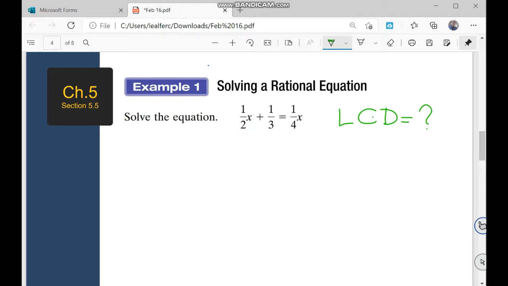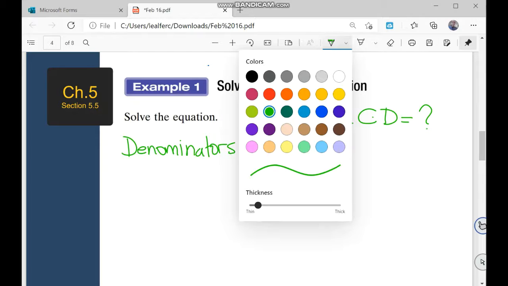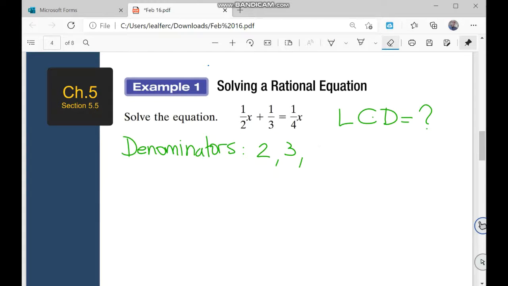What is the least common denominator here? The denominators are 2, 3, and 4, right? 2, 3, and 4. You need unique factors. You need to break down all the denominators to find the unique factors. 4, you can break down as 2 squared. So you have 2, 3, and 2 squared.